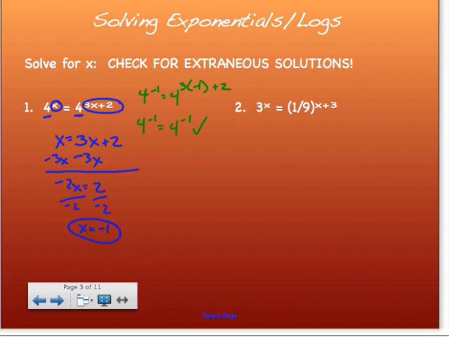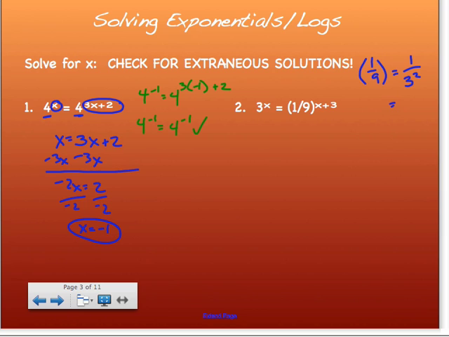Look at number 2. I have 3 to the x equals 1/9 to the x plus 3. Immediately you see the bases are not the same. So it's going to be your responsibility to figure out how I can get the bases to be the same. So I might take 1/9 off to the side and ask, can I get 1/9 to look like 3 to the something? Well, would you agree that 1/9 is really 1 over 3 squared? Really 9 is 3 squared, it's just on the bottom this time, so 1 over 3 squared.